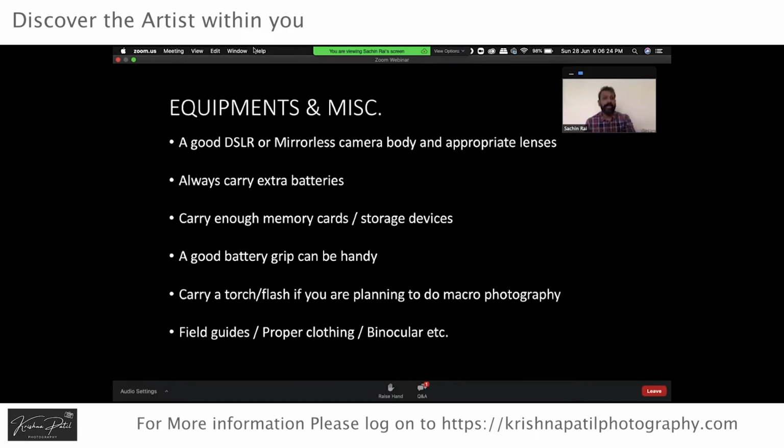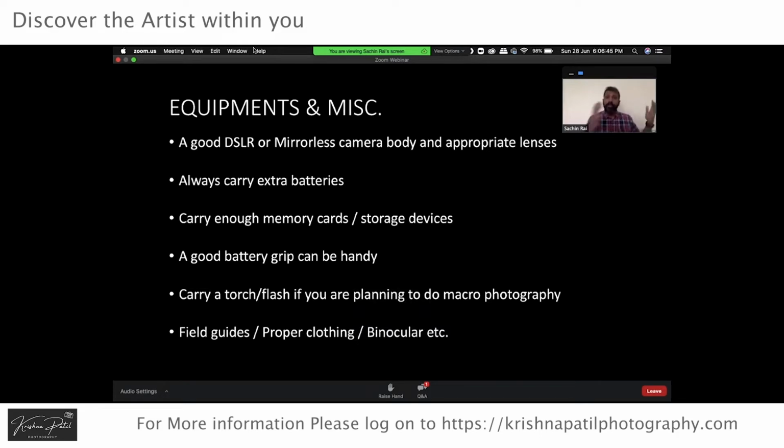Please carry extra batteries. Extra batteries are very important if you are going on a wildlife tour. Carry enough memory cards. It's always important if you are going to a place like Ranthambore or any of the tiger parks, or if you're going to Africa. In one safari itself, you could exhaust your memory card. So always be prepared for that.